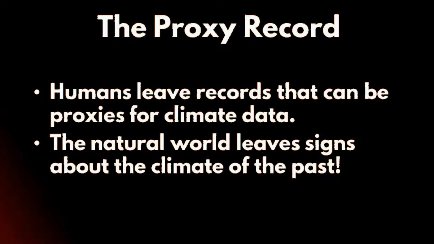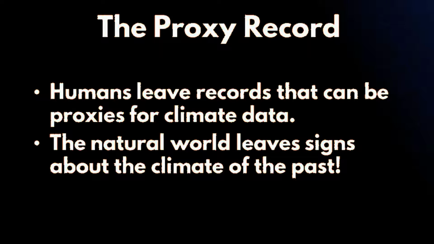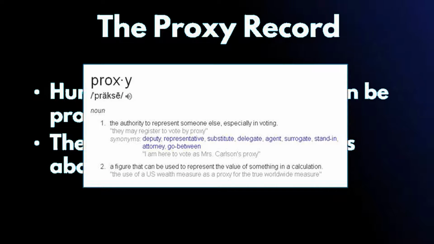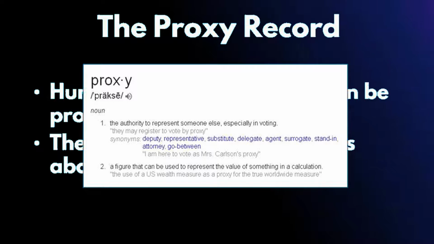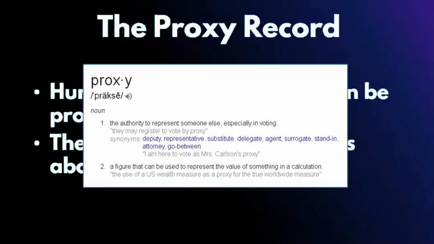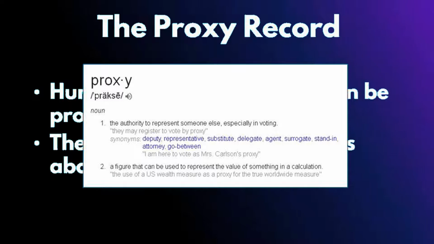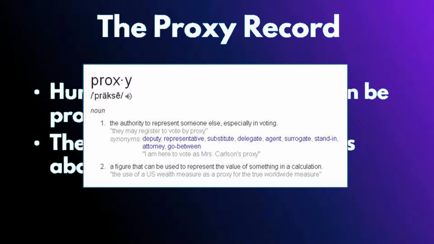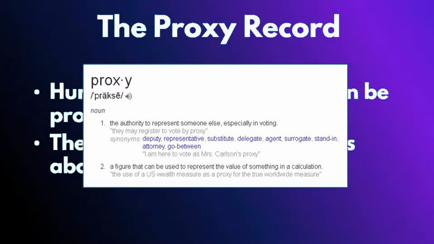Humans leave records that can be proxies for climate data, and the natural world leaves signs that can be used as proxies for the climate in the past. Now, this word proxy might be something that you're not really all that comfortable with. Just to pull a definition of proxy up, that first definition, the ability to represent someone else, that's not exactly what we're looking for here. Definition 2 there, a figure that can be used to represent the value of something else. Okay, we're going to be able to use something else we see in the natural world to relate it to the temperature that was going on, or the precipitation that was going on, or something like that.